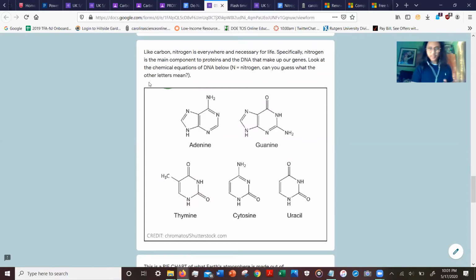On the screen, you see the chemical constructions of our DNA, which are the things that make up our genes. All the ends that you see in these chemical constructions, so how our DNA is made up, what elements they are, all these ends are actually nitrogen. Nitrogen is the main component that makes up our DNA. So without nitrogen, we actually would not exist.